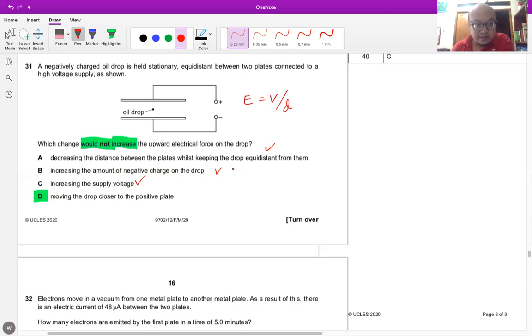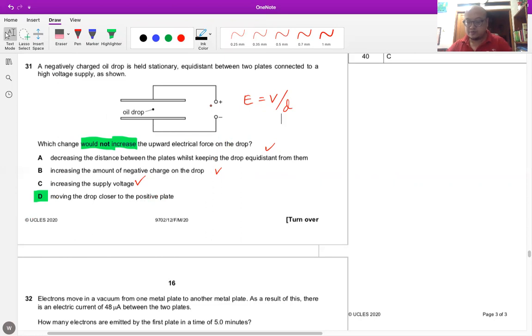Decreasing distance and also increasing voltage. Yeah, and increasing amount negative charge, same thing with voltage. And then moving the drop closer to the particle plate, it's not, it depends on this condition. Okay, the answer is D.